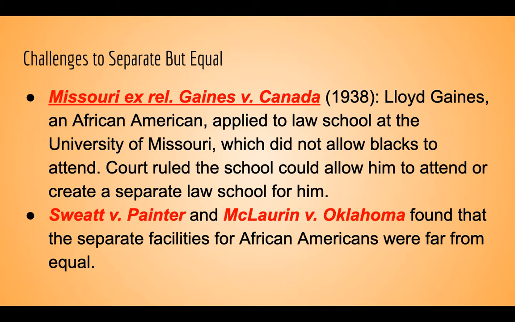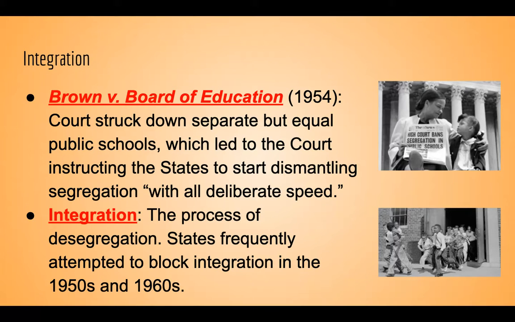This is all leading up to the Brown versus Board of Education case in 1954, where Brown was a small African American child who had to be bused clear across town to the nearest African American school rather than attending the white public school that was literally a block away from her house. The court ended up striking down the idea of separate but equal public schools, which led to the court instructing the states to start dismantling segregation with all deliberate speed. This led to the process known as integration, the process of desegregation.